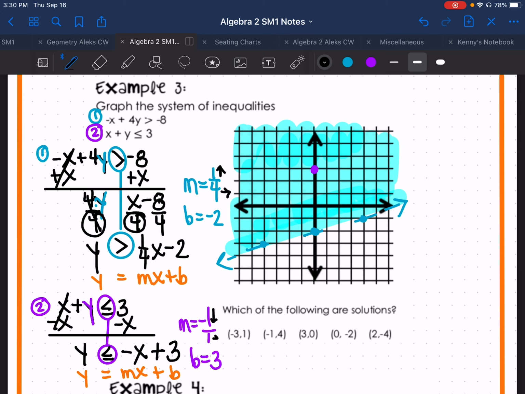Down 1 and 1 to the right, down 1 and 1 to the right. I love these combos because it's so simple to do. Remember, I can always go back to the beginning and switch up 1 and 1 to the left. So up 1 and 1 to the left, up 1 and 1 to the left. My inequality does have a bar underneath it, so it is going to be a solid line.